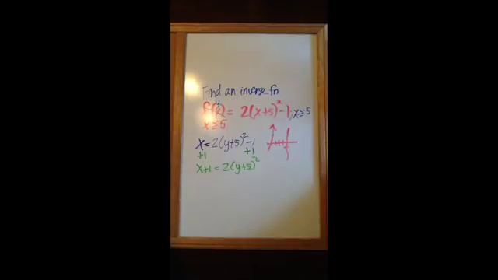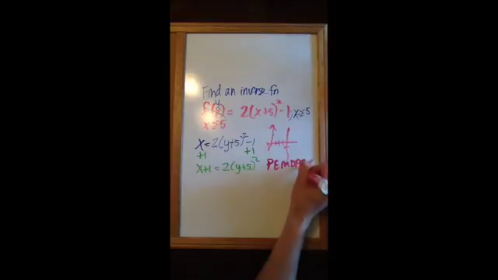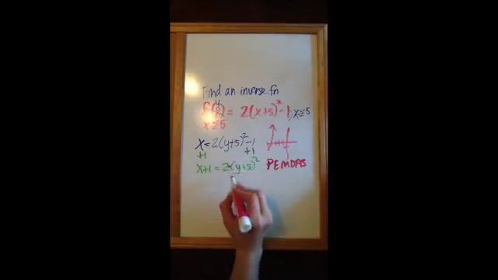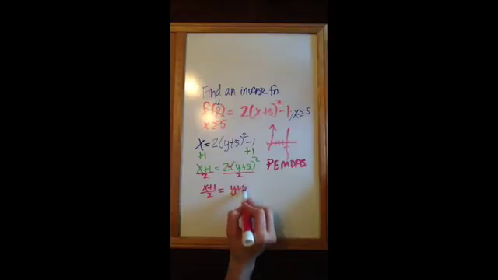Now I'm going to get rid of multiplying and dividing because that comes next in our Please Excuse My Dear Aunt Sally. Okay, so I need to get rid of multiplying. I'm going to get rid of multiplying by dividing. So I'm going to divide by the 2. So I keep x plus 1 over 2 equals y plus 5.